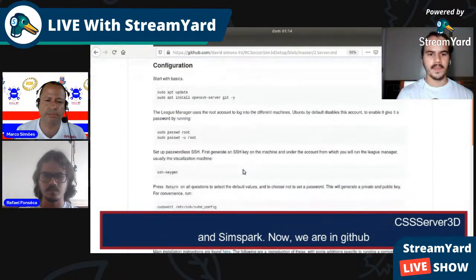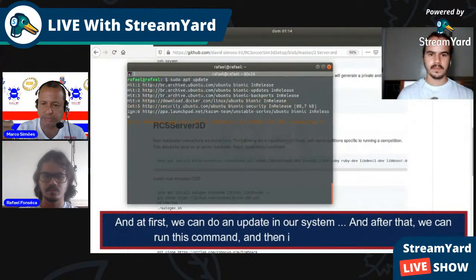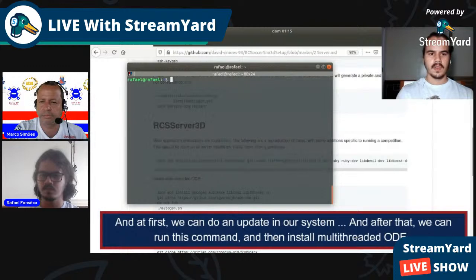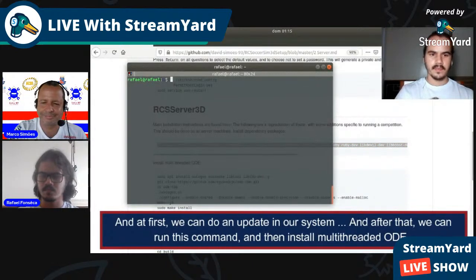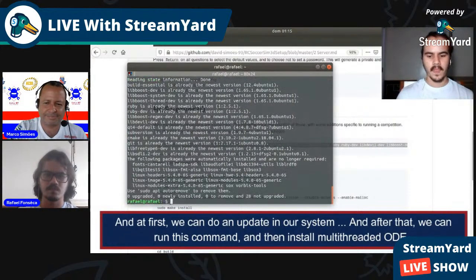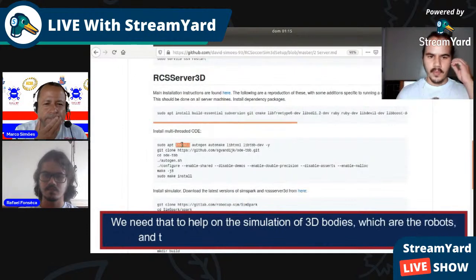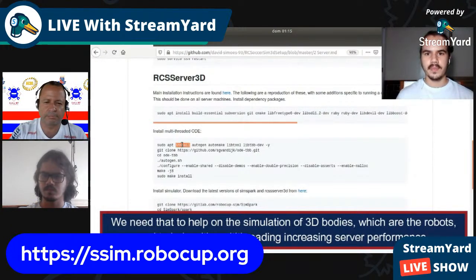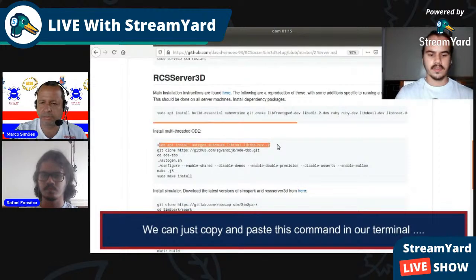Now we are on GitHub, and at first we can do an update in our system. And after that, we can run this command and install multi-threaded ODE. We need that to help with the simulation of the 3D bodies, which are the robots, and to help with the multi-threading, and to help the performance of the server. And we can just copy and paste this command in our terminal.